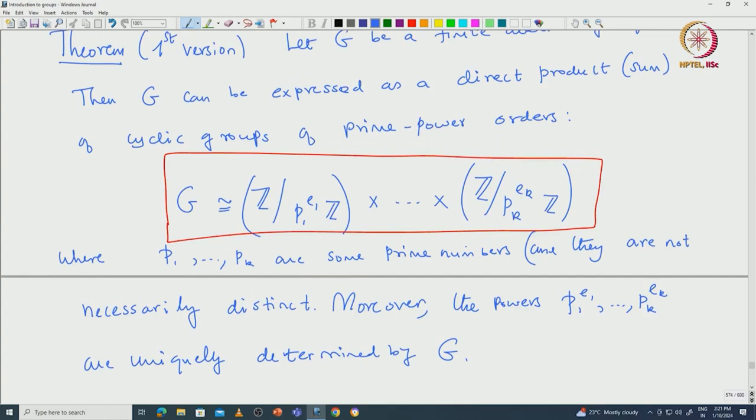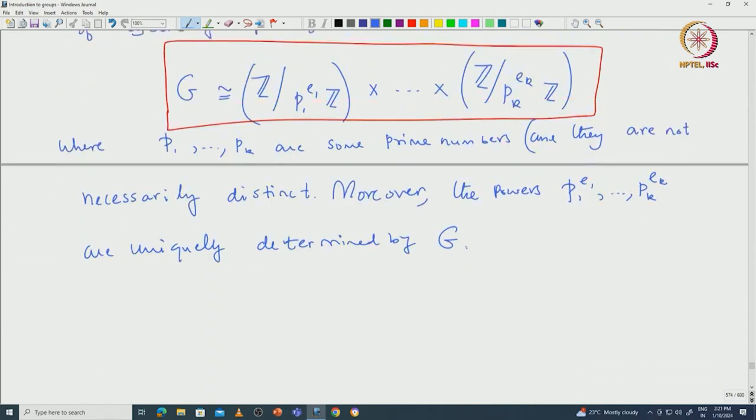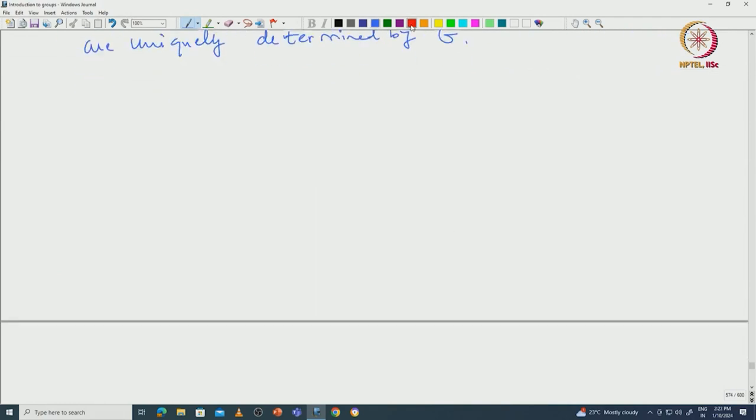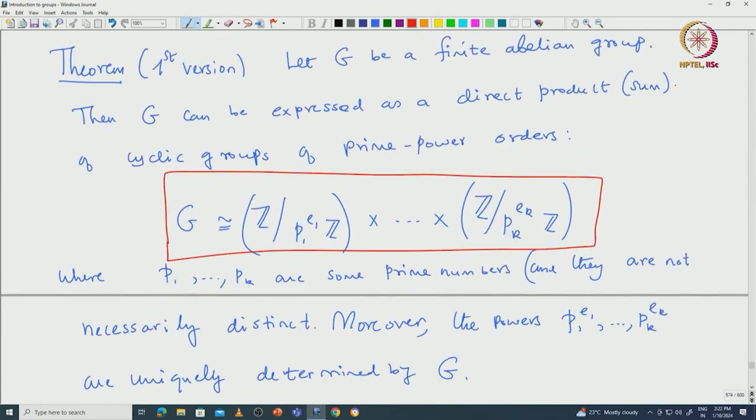In case G is isomorphic to some Z modulo q1 to the e1 dash, and so on, Z modulo qk dash to the ek dash, then the number of primes that appear will be the same, and on top of it, these primes, up to permutation, must be the same, and the respective exponents also must be the same. Let us elaborate what is the meaning of uniqueness. This is the statement. So this is the first version of the structure theorem of finite abelian groups. If you start with a finite abelian group, then it can be expressed as a direct product of cyclic groups of prime power orders, and the prime powers in that expression are uniquely determined by G. That is what the theorem says.